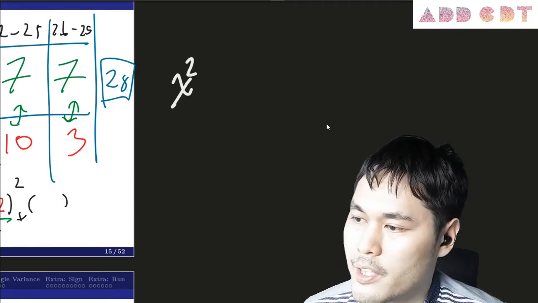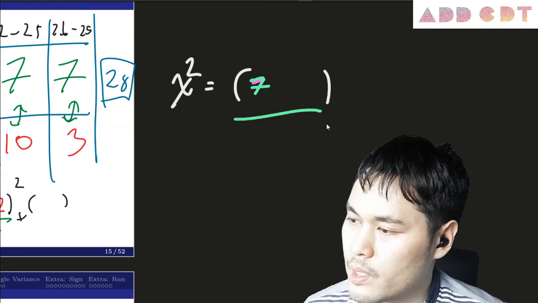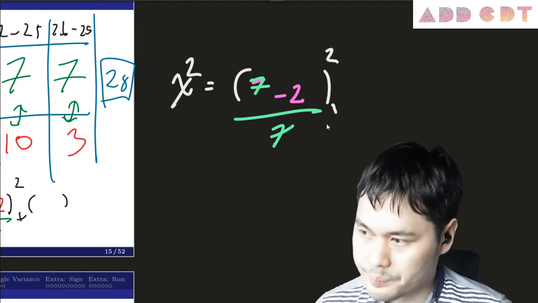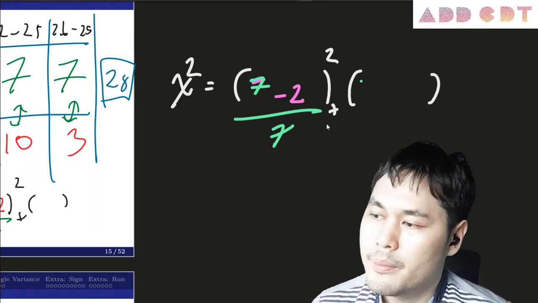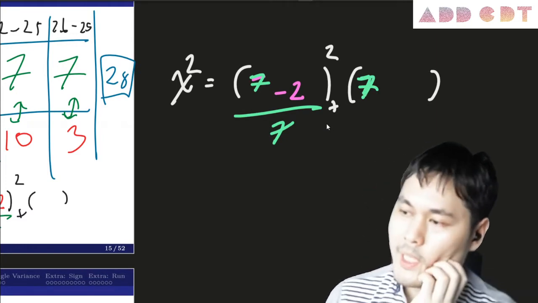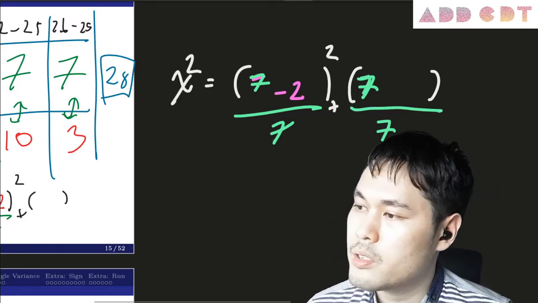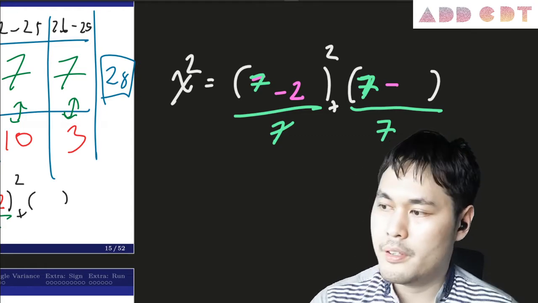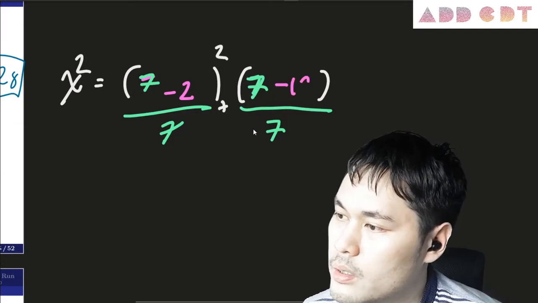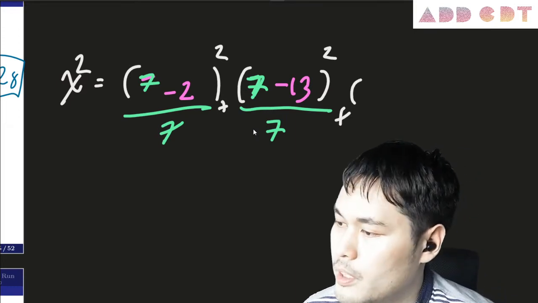Alright, so chi-square is, what's the first one? We have 7 minus 2, squared, divided by 7. In the second one, it is still 7 because our hypothesis is that these age ranges should contain the same number of students. But for the second one, we have 13. So just put 13 there and square, and then repeat for the other two.